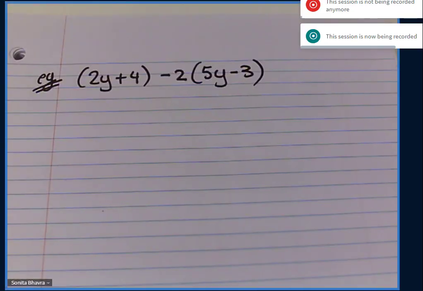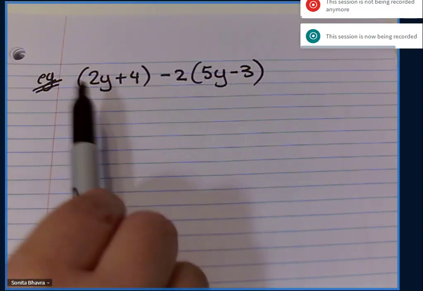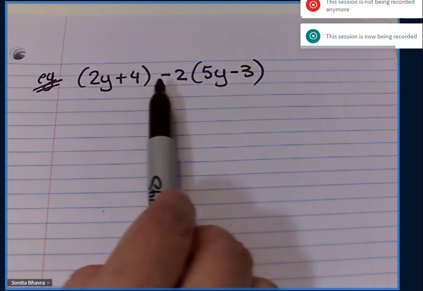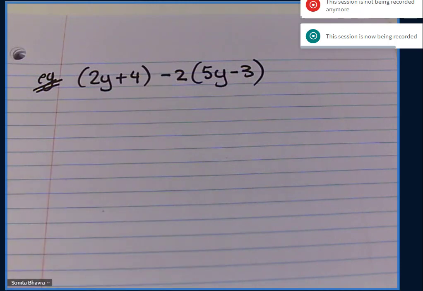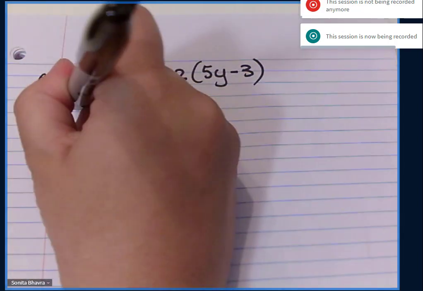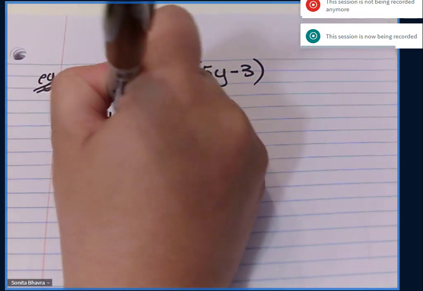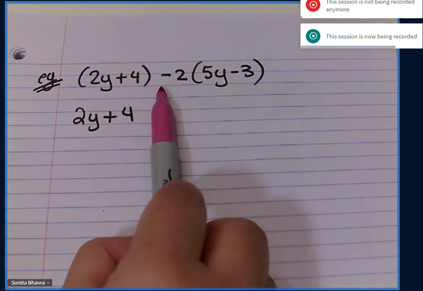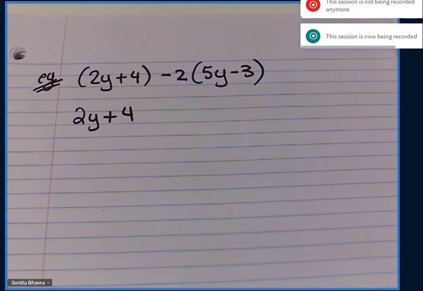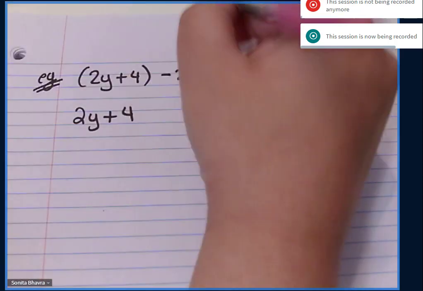All right, so the next example we're looking at here is 2y plus 4 and then minus 2, 5y minus 3. So the first bracket we can open up just like we have been. So just 2y plus 4. Next, we have this negative 2 that's in front of this bracket.